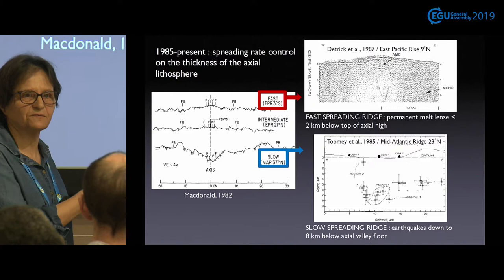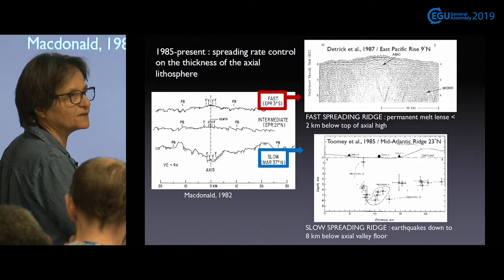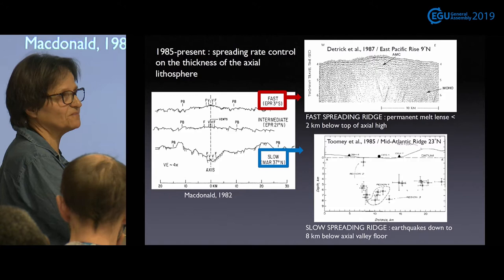And melt, basaltic melt, to be molten, has to be at temperatures of at least 1,100 degrees. So it gives us a very strong constraint on the thermal regime at the axis, which has to be pretty hot, because you go from 2 degrees in the seawater to 1,100 degrees at 2 kilometers depth.